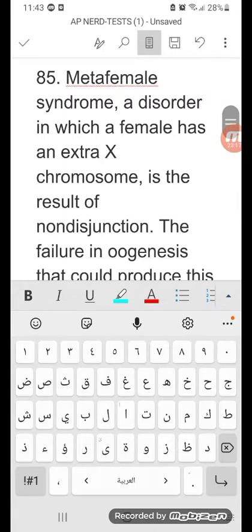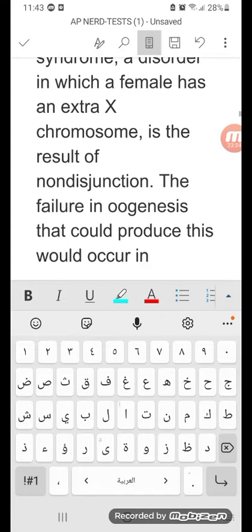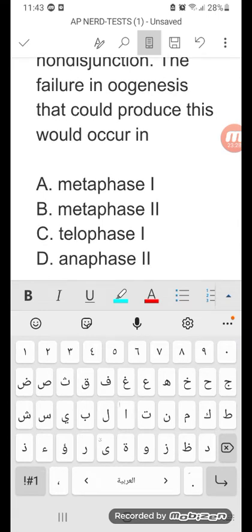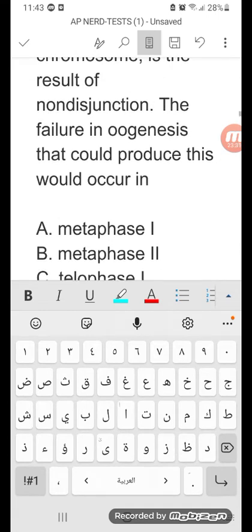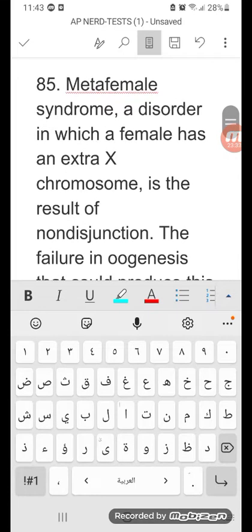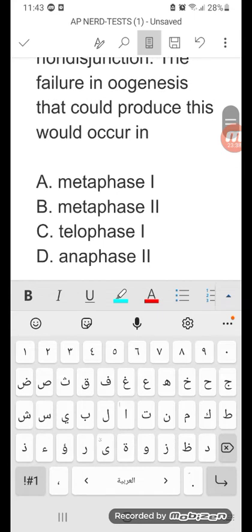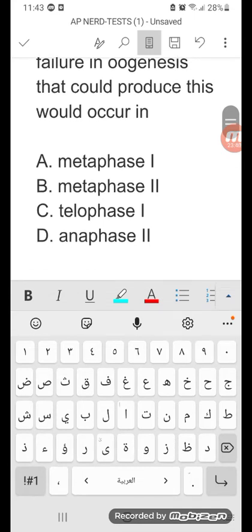Metafemale syndrome, a disorder in which the female has an extra X chromosome, is the result of nondisjunction. The failure in oogenesis that could produce this would occur in which stage? Of course, many students get stuck on 2 answers: anaphase 2 or anaphase 1. Here we don't have anaphase 1, so it's anaphase 2, which makes it easier.